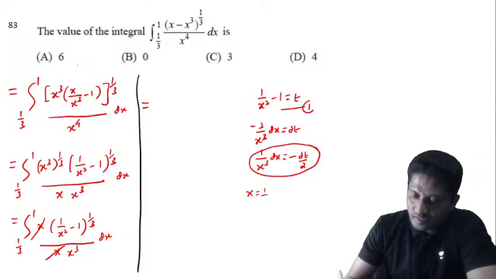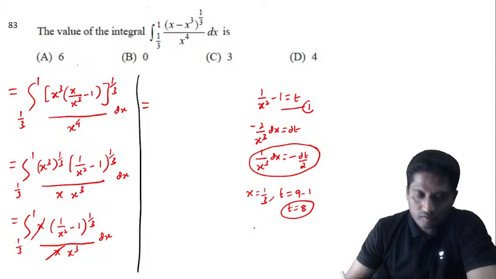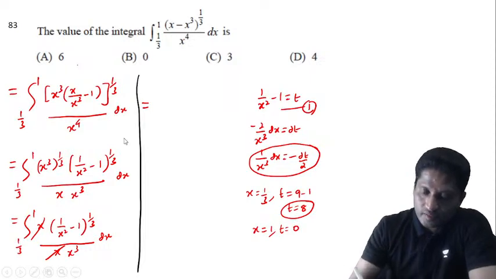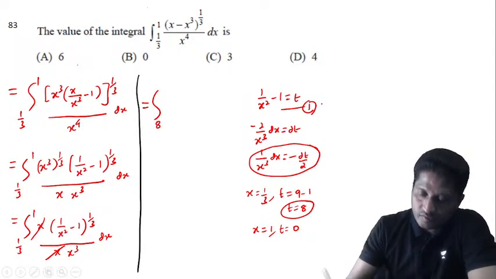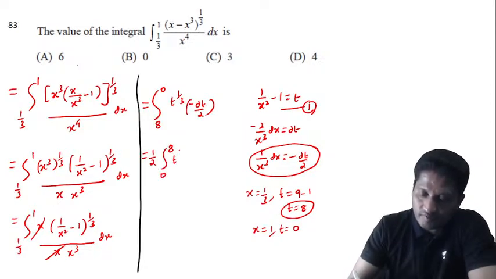When x is equal to 1 by 3, t is equal to 9 minus 1, t is equal to 8. And when x is equal to, no Guru Raj, check your key once again. No guesswork, please work out and tell me. When x is equal to 1, t is equal to 0. So limit becomes when x is 1 by 3, t is 8. When x is 1, t is 0. T to the power of 1 by 3, 1 by x cube dx is minus dt by 2. Interchange the limit, minus will become plus, so this is 0 to 8, half, t power 1 by 3 dt.